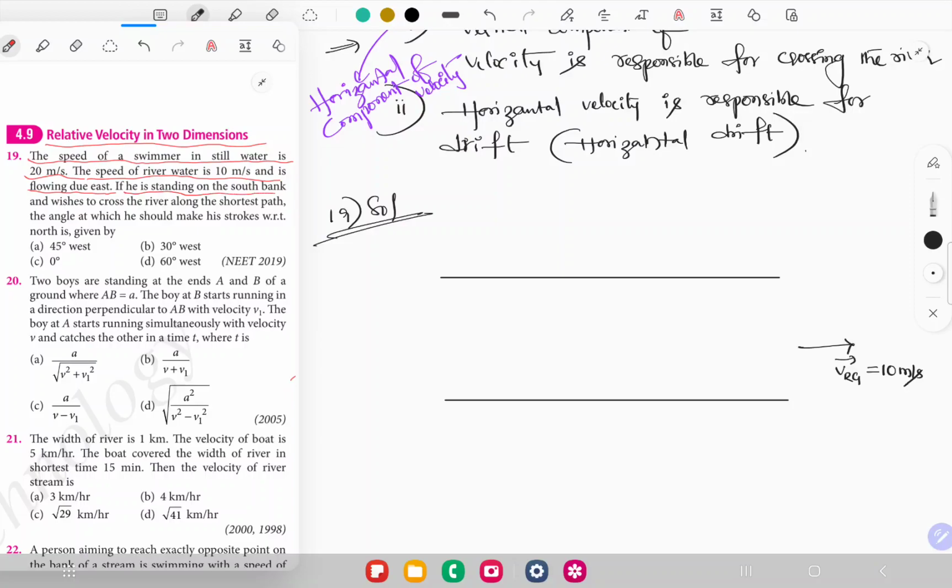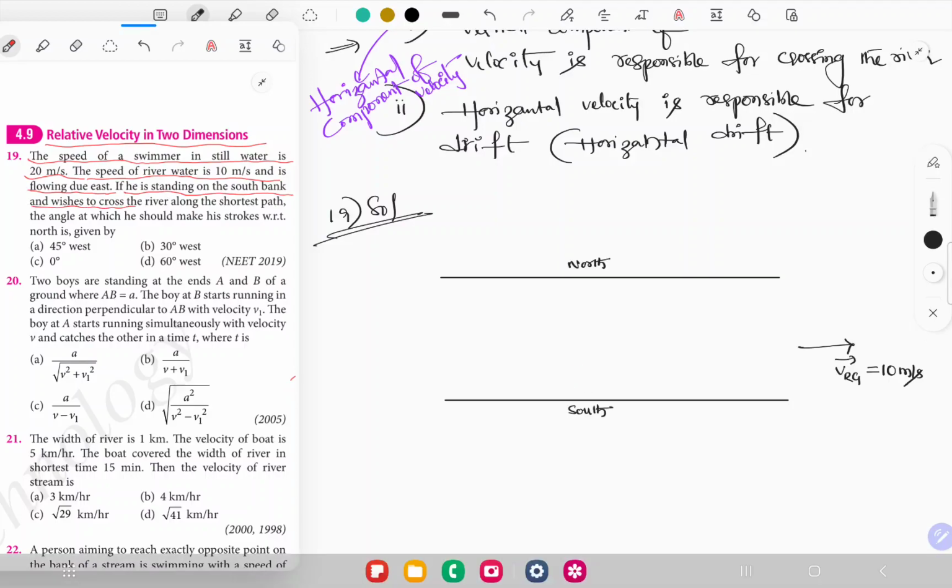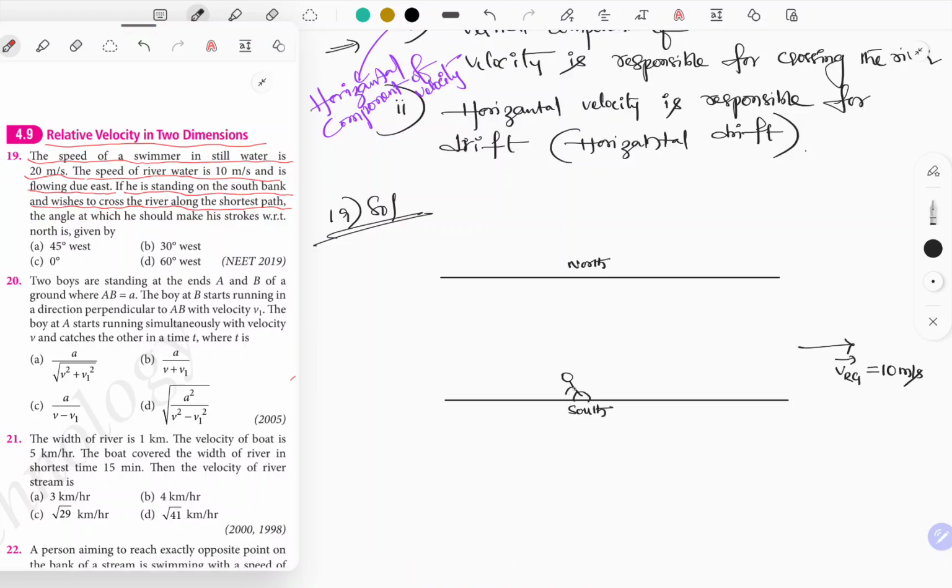Okay, if he is standing at the south bank, let's say this is the north bank and this is the south bank. So the person is at the south bank and wishes to cross the river along the shortest path. So when the person is trying to cross the river in the shortest path, he must make his strokes in the northwest direction. This is how the swimmer must move to cross the river in the shortest path. This is the velocity of the swimmer with respect to river. So this is how he needs to cross.